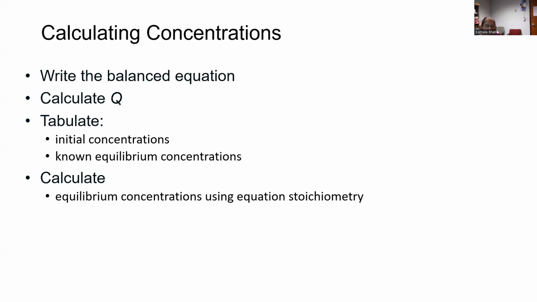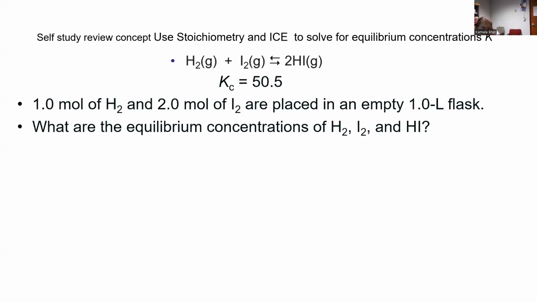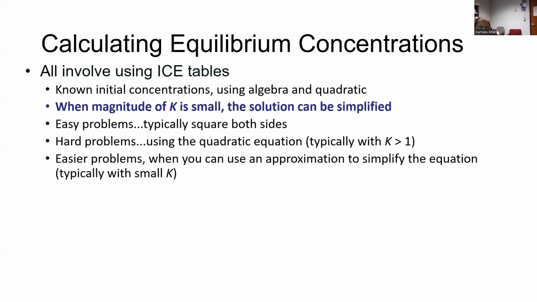Now, calculating concentrations: write the balanced equation, calculate Q, tabulate the initial concentrations and known equilibrium concentrations, and calculate the other concentrations using reaction stoichiometry. Self-study. So this is a self-study problem. Do that. Another self-study problem is put in so as to understand. There's a third one that is there.